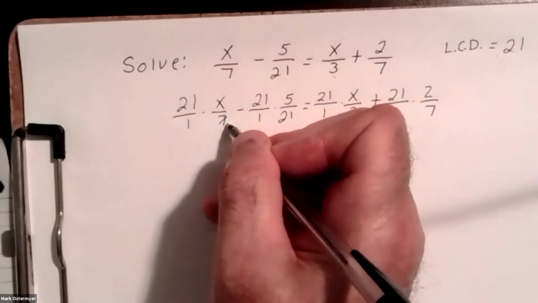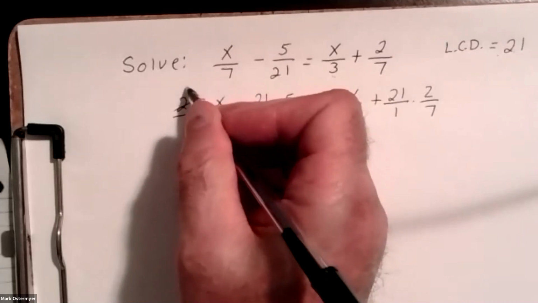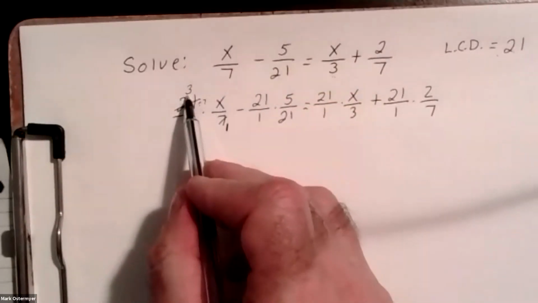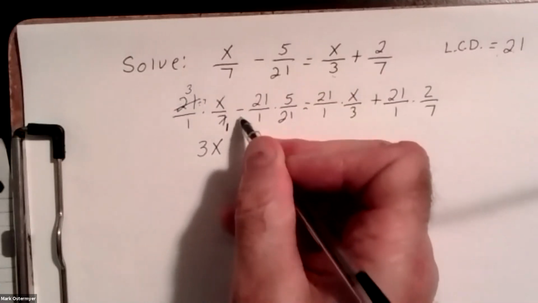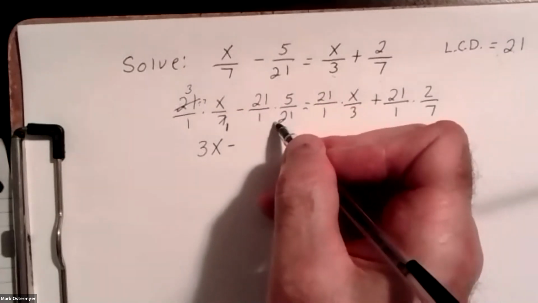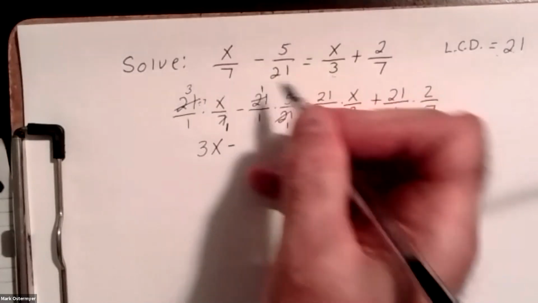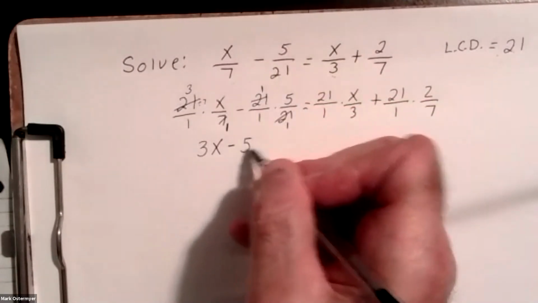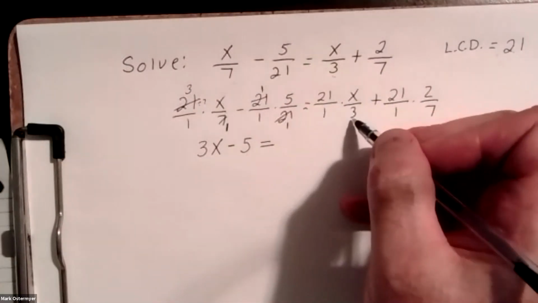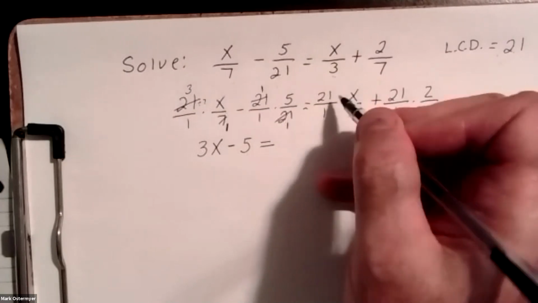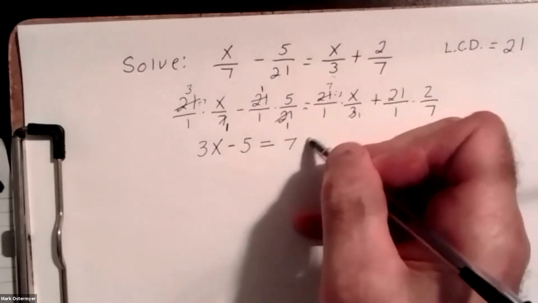7 divides into itself 1 time. 7 divides into 21 up here 3 times. 3 times x is 3x. Fraction gone. Minus sign. 21 divides into itself 1 time. 21 divides into this 21 up here 1 time. 1 times 5 is 5. Fraction gone. Over here, 21 times x over 3. 3 divides into itself 1 time. 3 divides into 21 7 times. 7 times x is 7x.